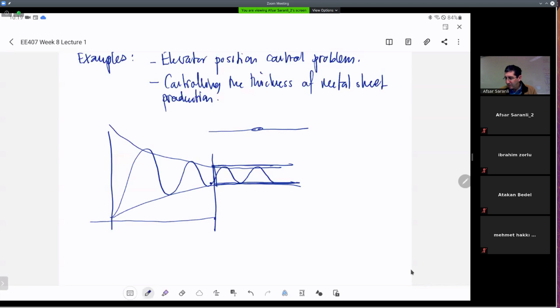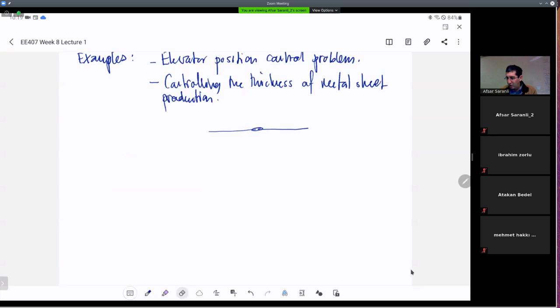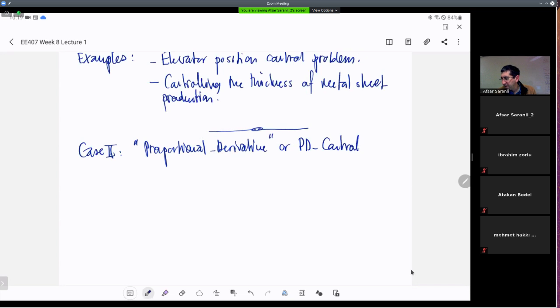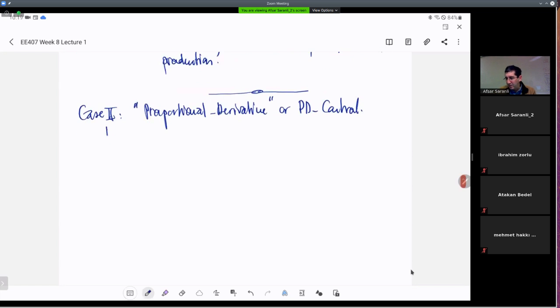Okay. Let's continue. So now let's take a look at what we can achieve with actually adding new controller actions. Okay, so let's discuss proportional derivative or PD control. A very popular controller combination, actually. Okay, very popular.